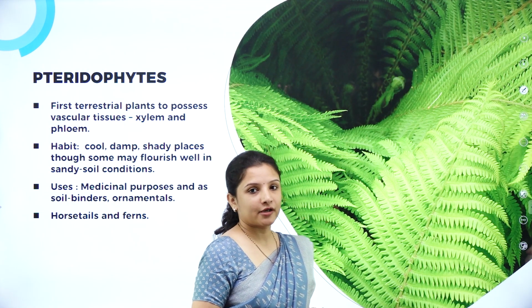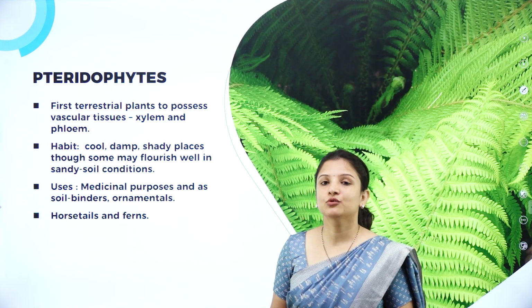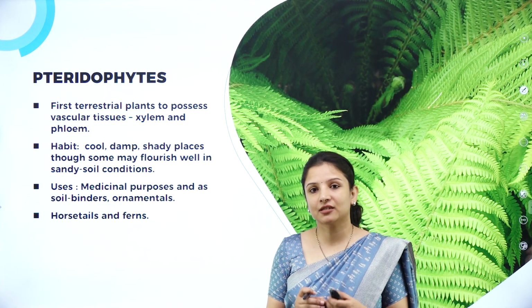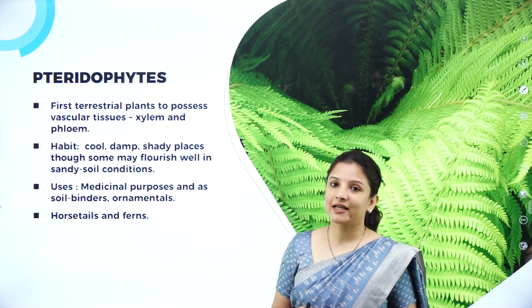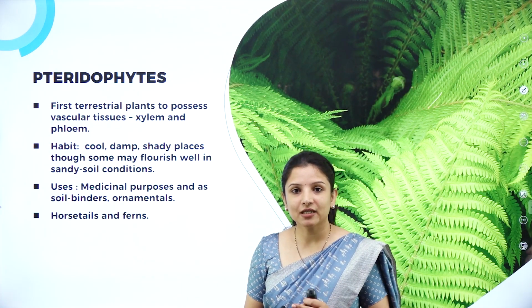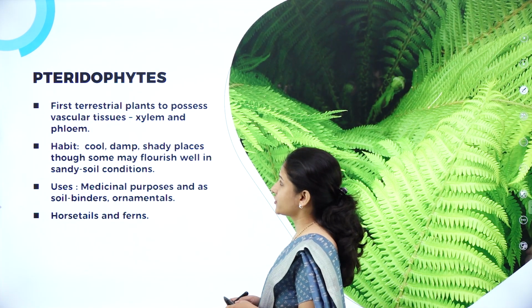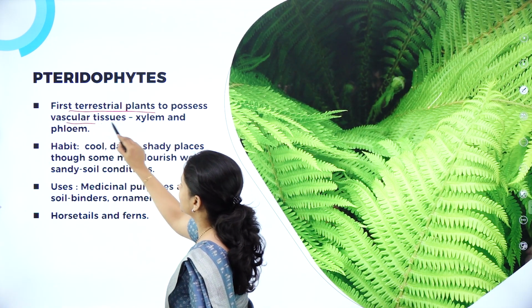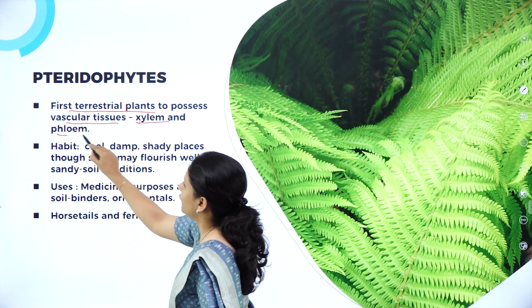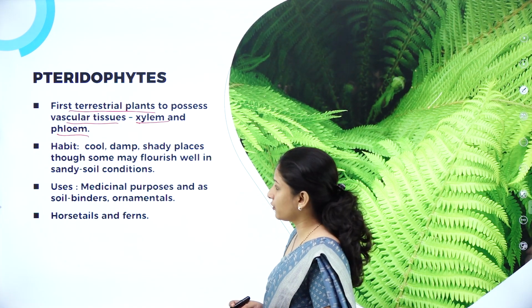Talking about pteridophytes, they are the first land plants, or first terrestrial plants, to have developed the vascular tissues, that is xylem and phloem. We know that xylem is the water conducting tissue and phloem is the food conducting tissue. So they are the first terrestrial plants to possess vascular tissues, xylem and phloem. This is very important because it can come for MCQs or a 1-mark question.